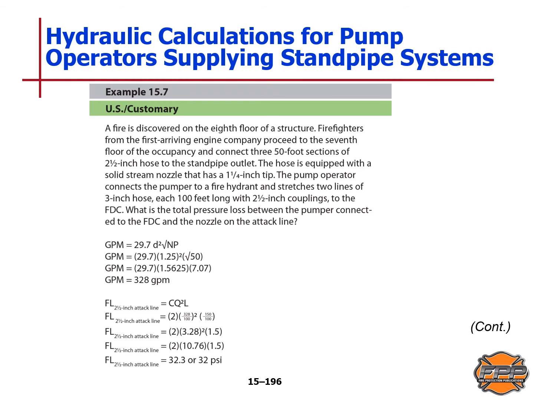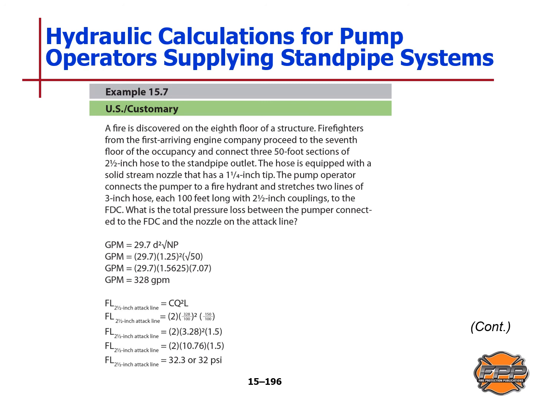So let's look at hydraulic calculations for pump operators supplying standpipe systems. This is example 15.7 from your book. A fire is discovered on the 8th floor of a structure. Firefighters from the first arriving engine company proceed to the 7th floor of the occupancy and connect 3 50-foot sections of 2.5-inch hose to the standpipe outlet. The hose is equipped with a solid stream nozzle that has a 1.25-inch tip.